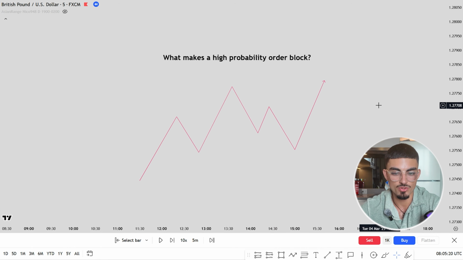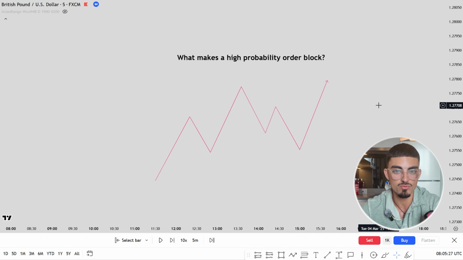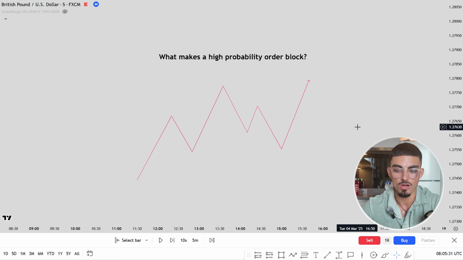So now I'm going to explain my 3 rules to correctly identify a high probability order block. The first one is you want to be trading with the trend. So many beginner traders are going to be trading order blocks that are against the trend.